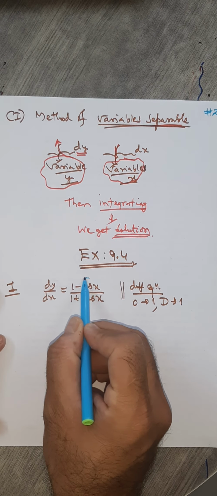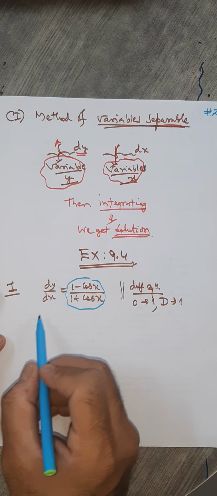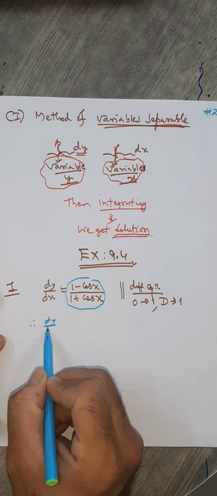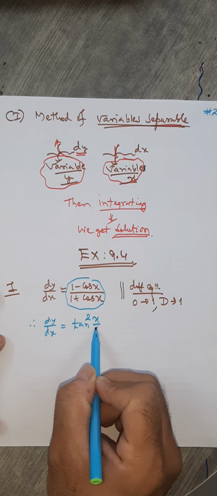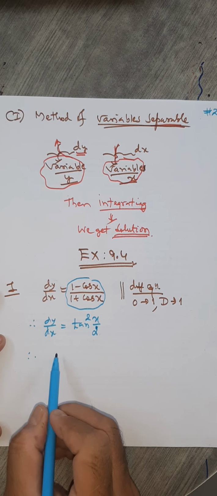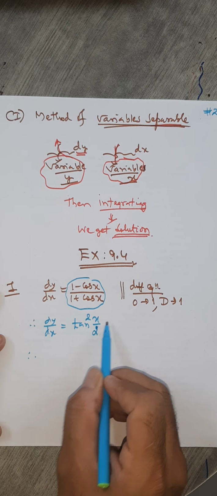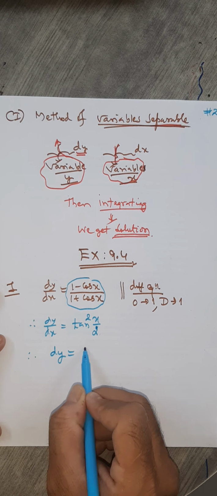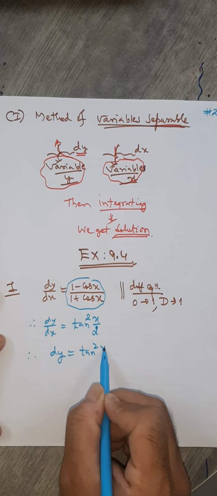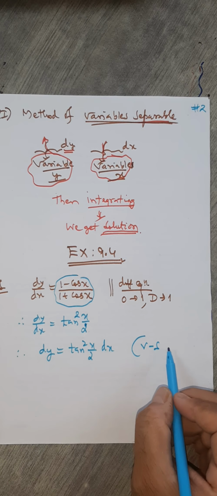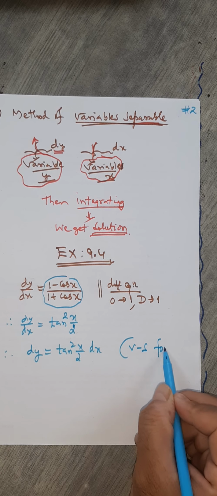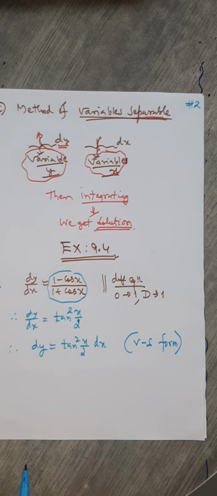You know this. What is this? Recall trigger. Once you write the expression, immediately you should recall this, 10 square x by 2. Right? Now we separate the variable. This whole thing is an x term, so take dx to this side. So dy equals 10 square x by 2 dx. This is called VS form. In short, we will call it VS form, variable separable form.